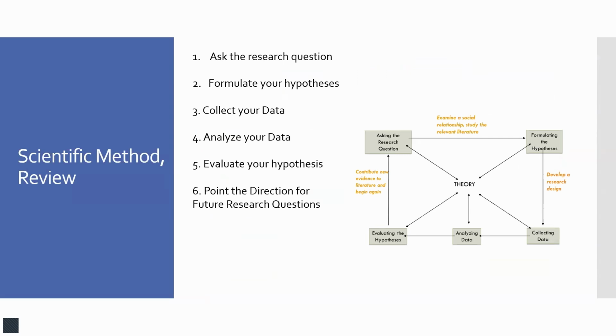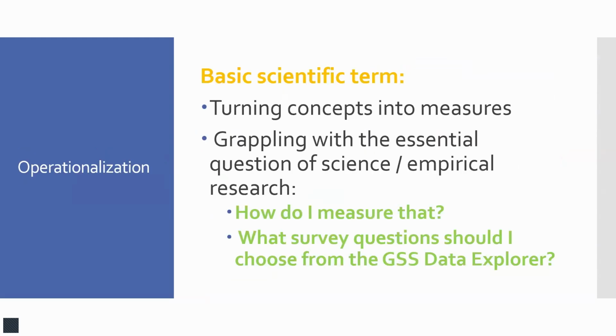Breaking it down to the 6 points of the scientific method, we can see it as this. And we bring out an operationalization. Basically, how do we operate on these things? We're turning concepts into measures and grappling with the essential question of science and empirical research, aka, how do I measure that? And what survey questions do I choose through the General Social Survey Data Explorer? What would be useful for me to answer the questions I have?